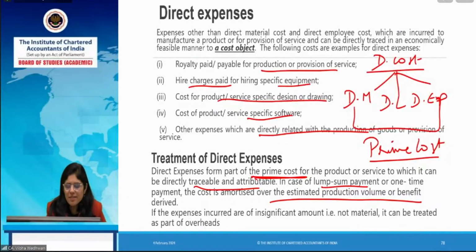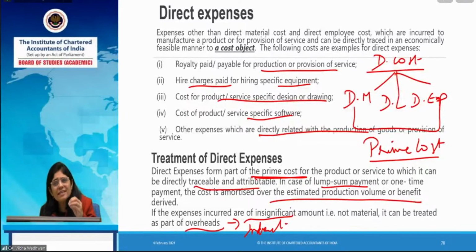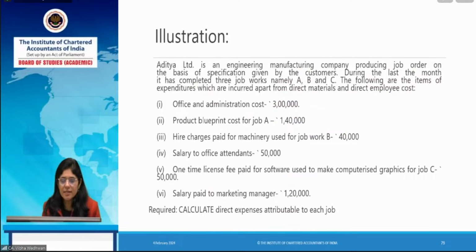If the expenses are an insignificant amount, then you treat them as overheads. Overheads means indirect. If the amount of direct expenses is very insignificant and you don't need to create a separate head for it, you can treat it as overhead. But if the amount is important and significant, then you have to create a head as direct expense. So direct expense, direct material and direct labor, it is all right.